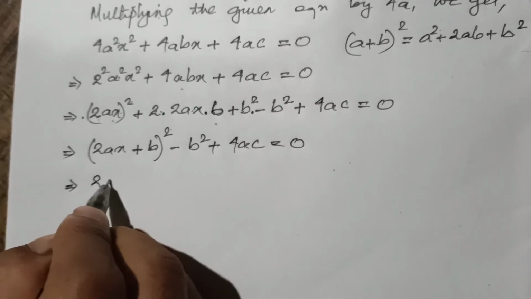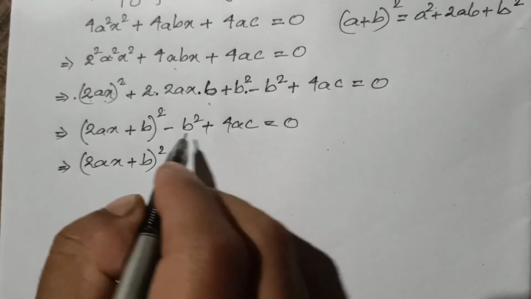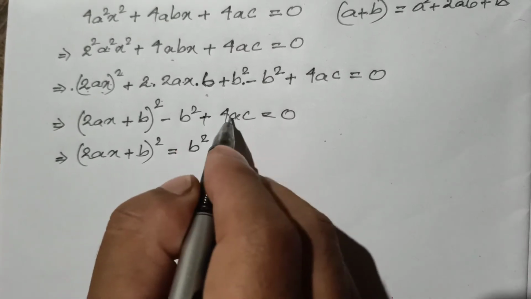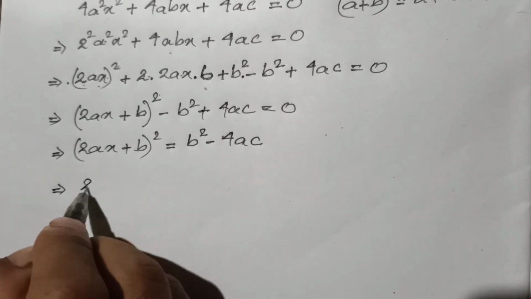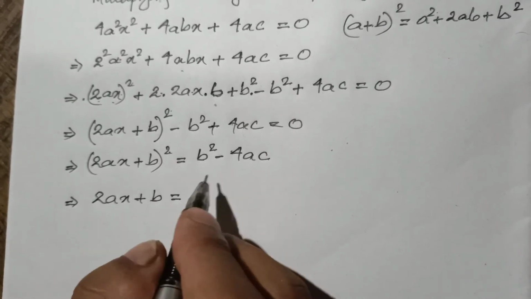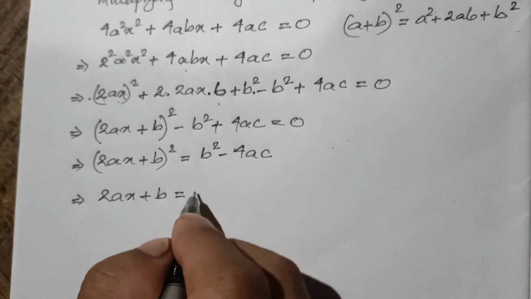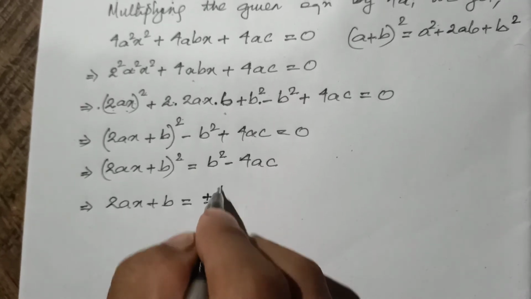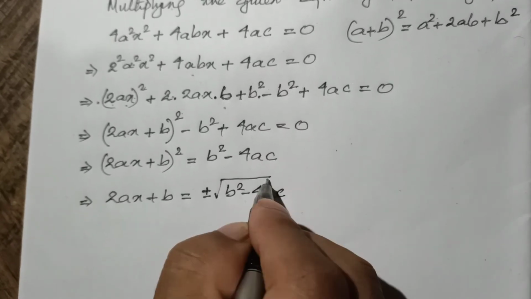Then it is (2ax plus b) whole squared. Transfer this minus b squared, it is plus b squared. If you transfer this plus 4ac, it will be minus 4ac. Then 2ax plus b equals, if you take the square root, and whenever you take a square root on the right side or the left side of the equation, remember there has to be plus or minus just before the root: plus or minus root over b squared minus 4ac.